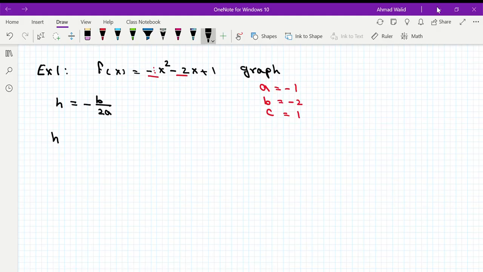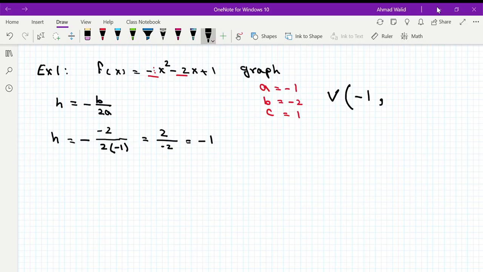Then you can write h equals negative b, meaning negative negative 2. Be careful with the sign. Over 2a, it means 2 times negative 1. Simplify. Negative times negative gives you positive 2 over 2 times negative 1 gives you negative 2, and 2 over negative 2 gives you negative 1. It means your h is negative 1. Now, if I want to put a vertex here, my h is negative 1.